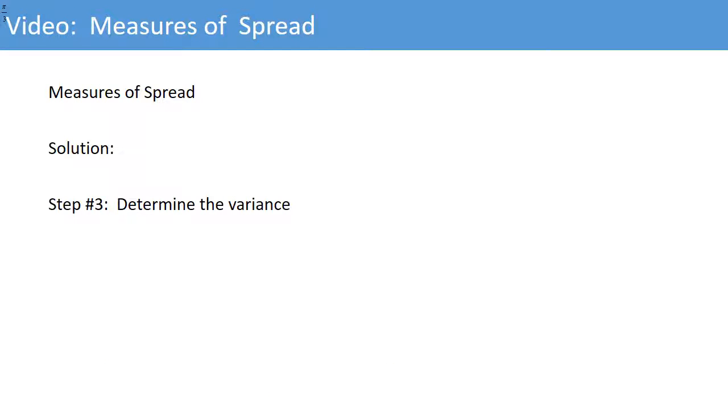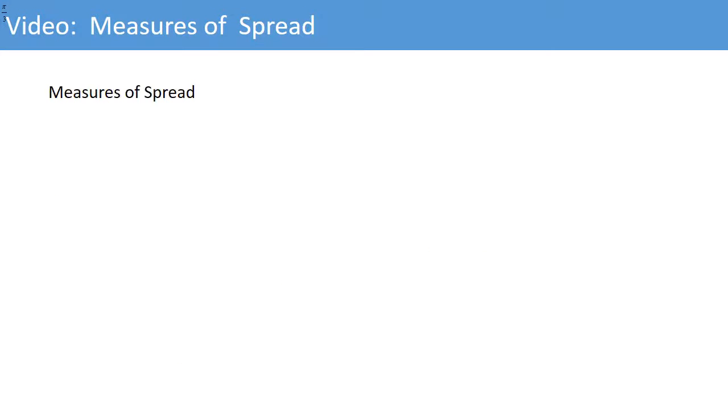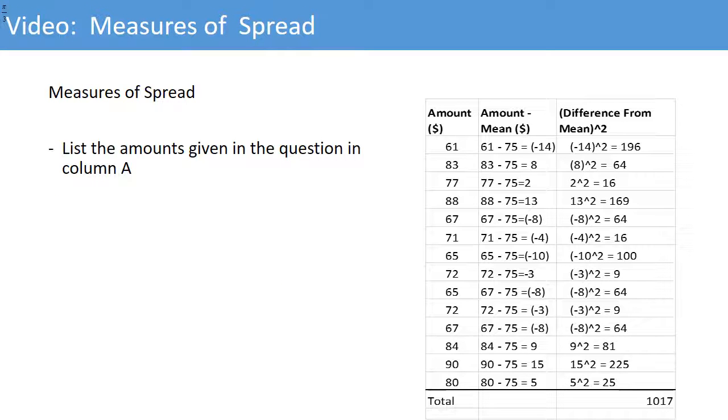Step 3, determine the variance. In a table, subtract the mean from each data value, square the result, add it up, and divide this sum by the number of data values. Now, let's take a look.